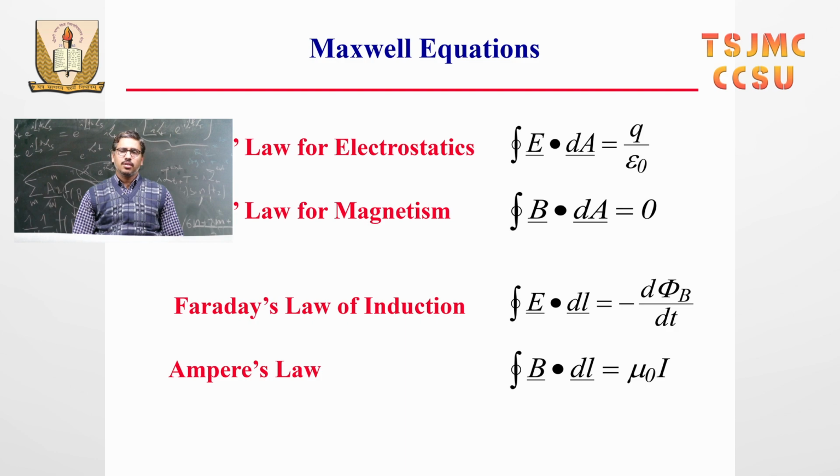Is it true for the converse? Yes, the fourth equation plays a role, and it is called Ampere's law: integration B dot dl equal to mu 0 I. If we apply Stokes' theorem here, we will get del cross B equal to J, that is, the current density.